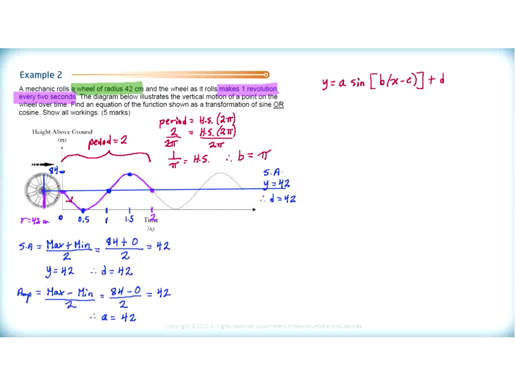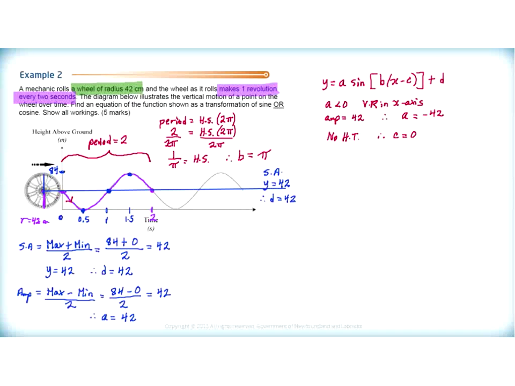So we know here that the value of a is going to be less than 0 because there's been a vertical reflection in the x-axis. And the amplitude of the function is equal to 42. Therefore, the value of a here will equal a negative 42. The value of b we've already determined to equal pi. The value of c, I want you to notice here that there has been no horizontal translation. Therefore, the value of c is just equal to 0. And we've already determined the value of d to equal 42.